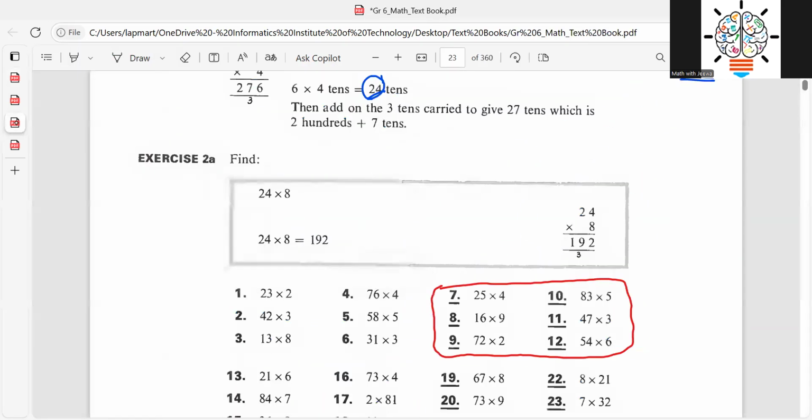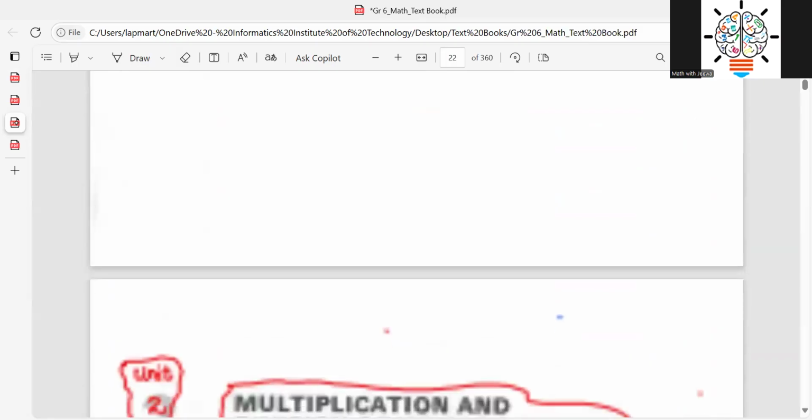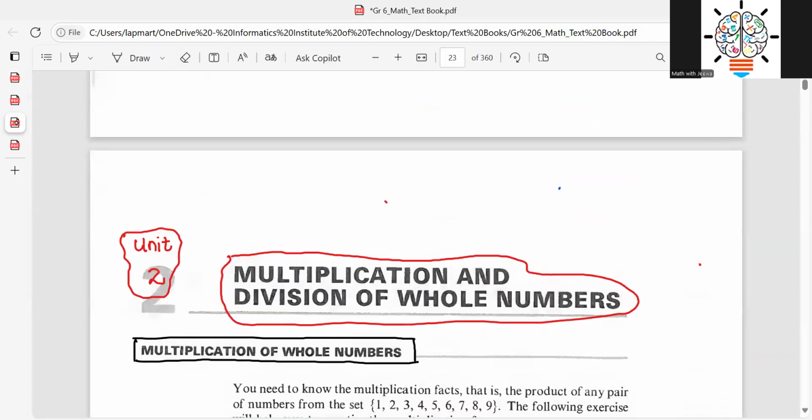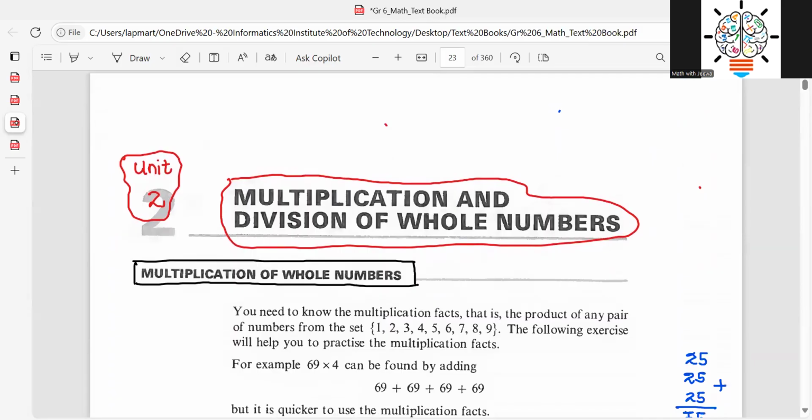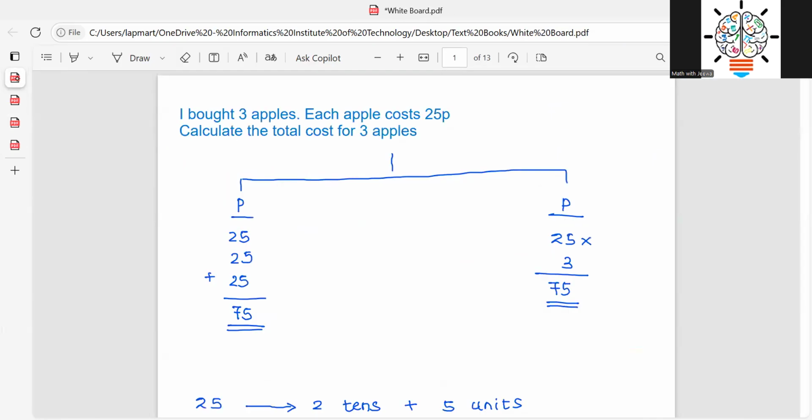So then you want to copy down all these things. Okay, first we copied down this one: put the date, write down the unit 2, the multiplication and division of whole numbers, in pink color. Multiplication of whole numbers, the subtopic, in black color. Then I gave you this example, how it works when you add something 3 times, that is very similar to multiplying that particular number by 3.